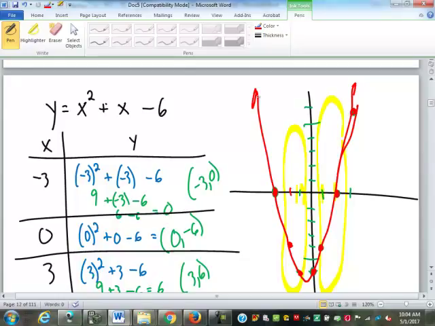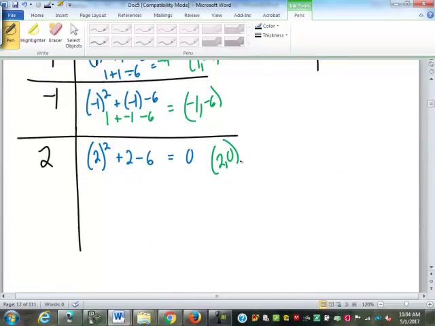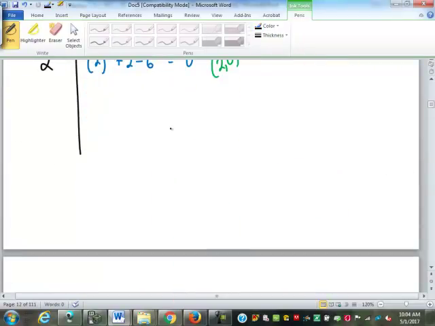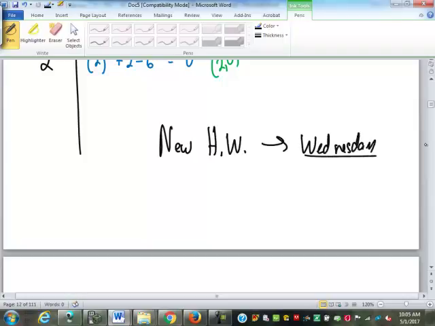For Wednesday, there is a new homework. It'll be due Wednesday. There's a quiz due tomorrow yet. I'll get to that in a second. But along with that, there's going to be a worksheet that I'm going to post in Blackboard.